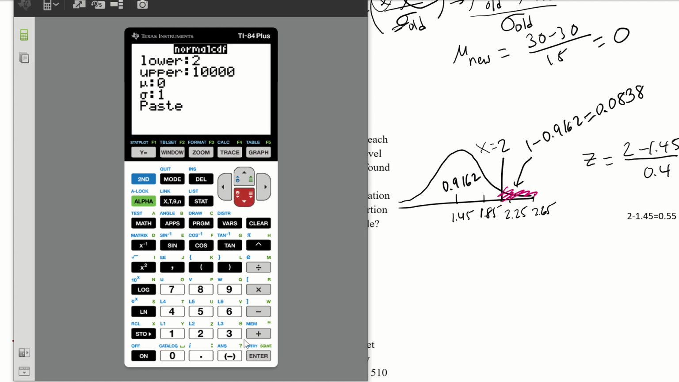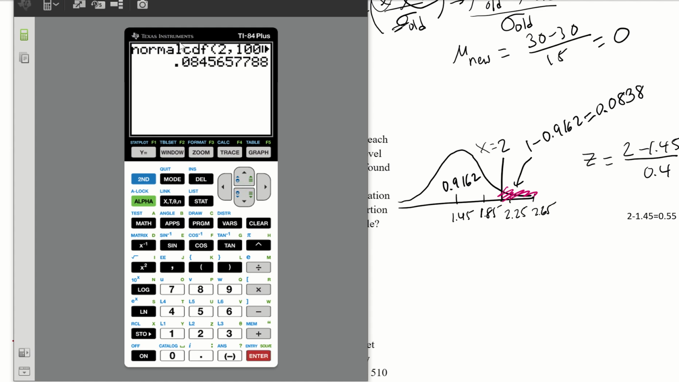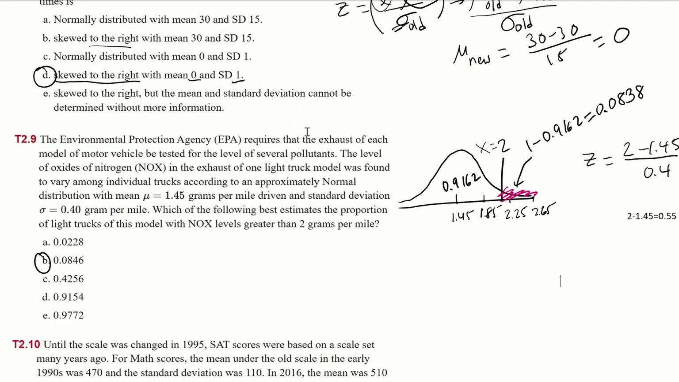And then the mu is 1.45, and the standard deviation is 0.4. Then figure out what our area is. If you have a calculator that doesn't have that menu, you just use this: normalcdf of 2, comma, the 10,000 number, comma, the 1.45, and then the 0.4. All right, so we get an area of 0.0846. That's exactly what they got in the multiple choice. So the answer is B.